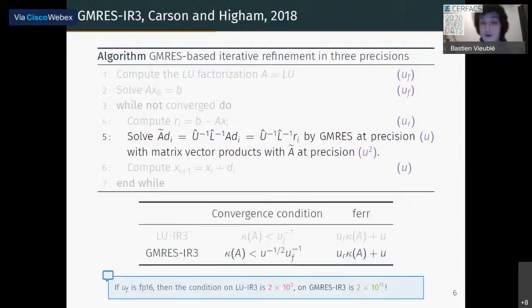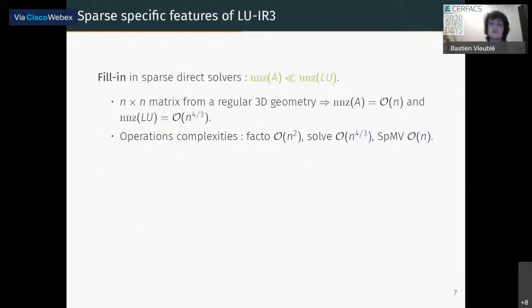They also provide an error analysis of this algorithm, which has a far less restrictive convergence condition on kappa(A). For example, for a factorization carried out in half precision, the condition on LUIR3 is 2 times 10^3, and on GMRES-IR3, it is 2 times 10^11, which is far better. So now let us consider using LUIR3 on sparse systems.